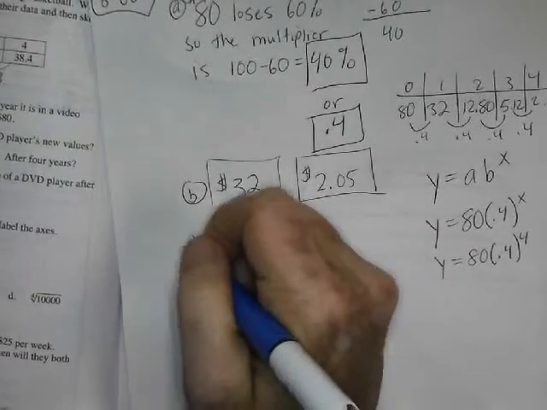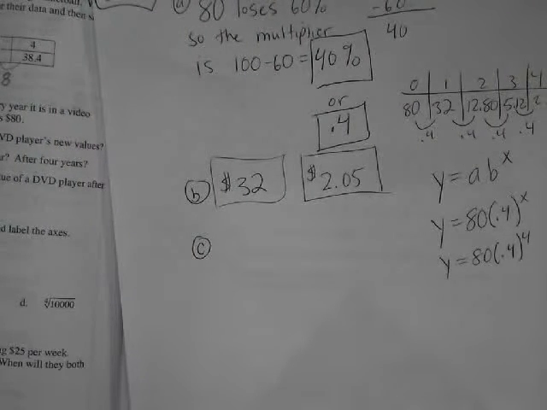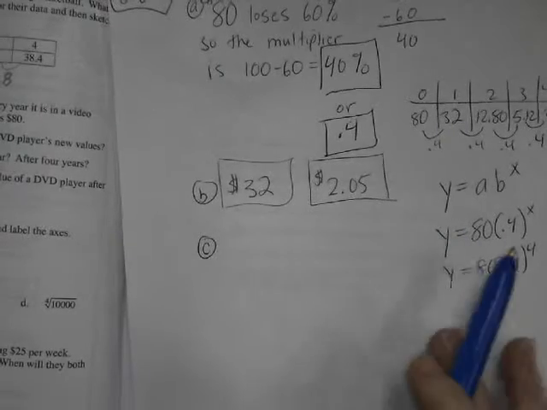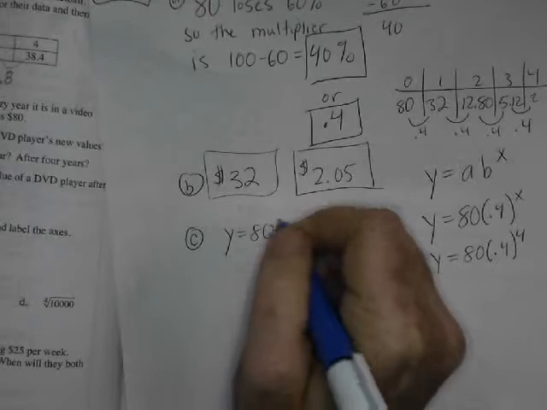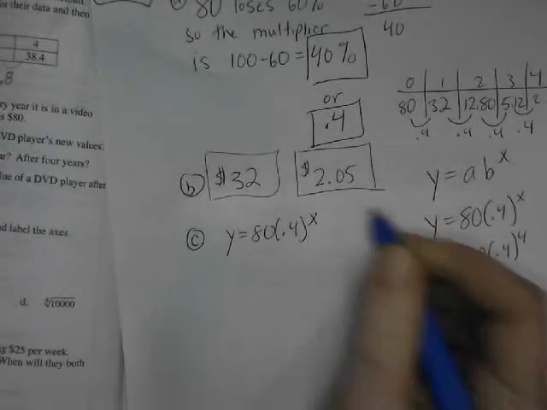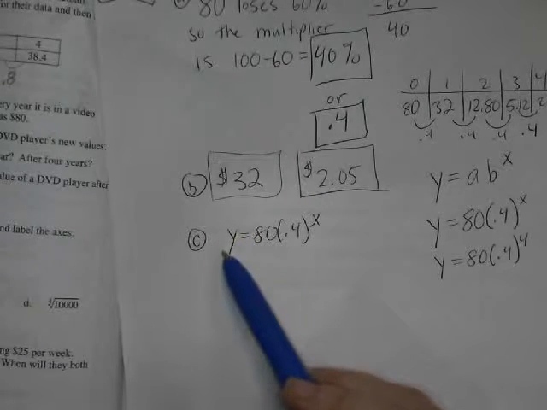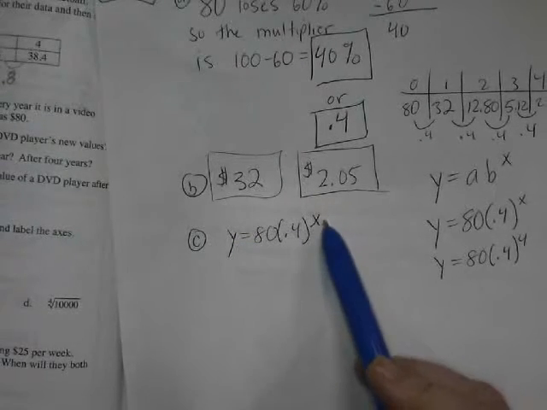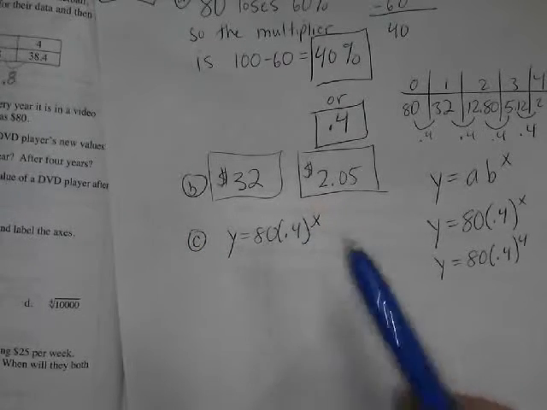Moving on, letter C. Write a continuous function... oh, we already did it! Right? It said write a continuous function, so there it is. y equals 80 times 0.4 to the x. It's continuous because it's not in t. You know that if it's a sequence, it's t of n and it's got an n, but it's continuous right here, it's got a y and an x. But it's still y equals a times b to the x.